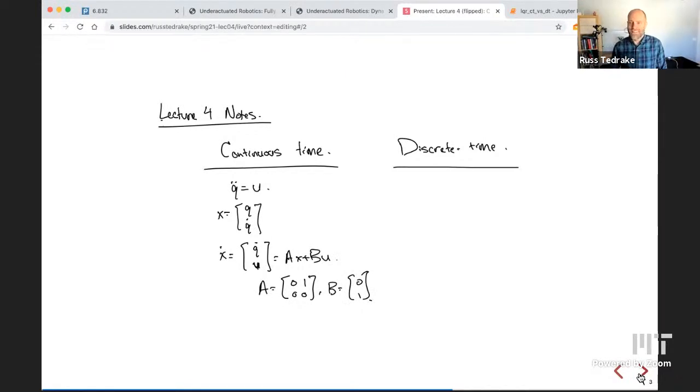And then the simplest LQR problem I could write would be to say I want to minimize some long-term cost where I've got x transpose Qx plus u transpose Ru. And I'll just choose Q equals the identity matrix. It's going to be 2 by 2. And R is just 1, actually. It's the 1 by 1 identity matrix, so it's just the number 1.